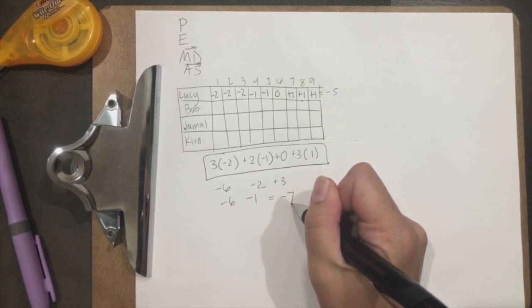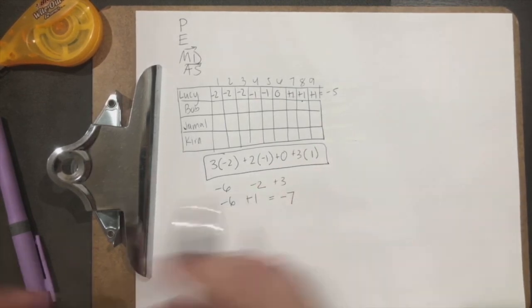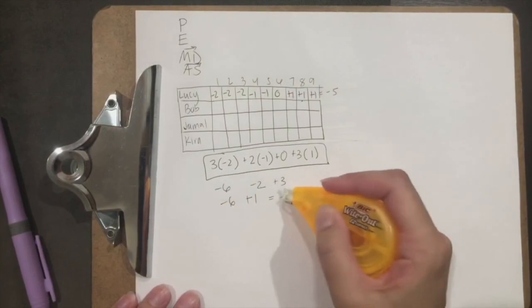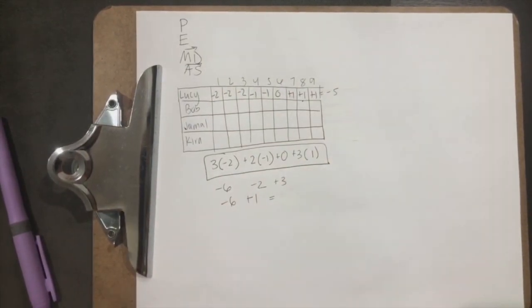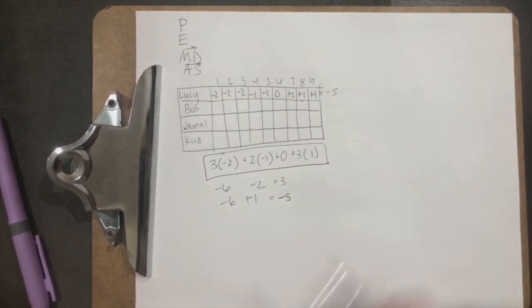Bruh, I did something wrong. Oh, -2 and +3 is +1. So this is -5. Okay, there we go. All right, that's it.